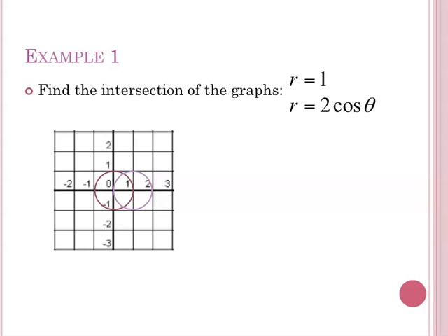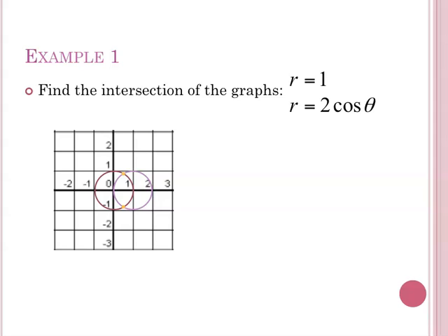Now, if you're taking a look at these two graphs, you can probably pretty easily see, oh, there are two places where it intersects, right? And I'm going to put them here in yellow. So there's one point up here, one point down here. So we know that we should have two answers.